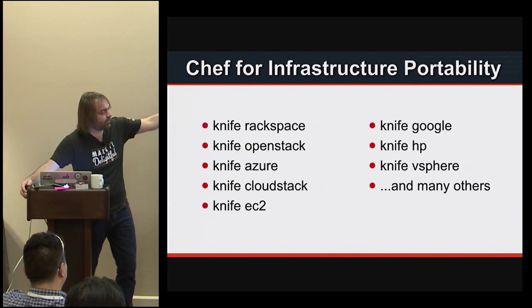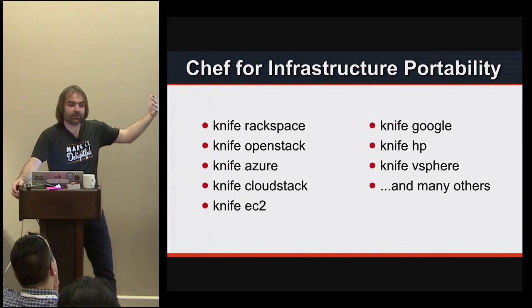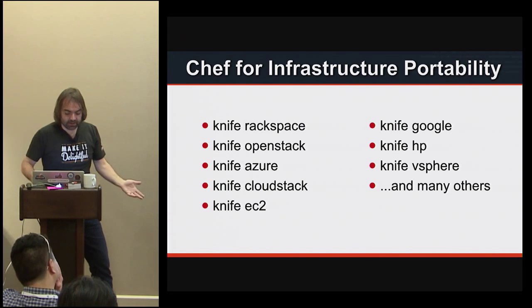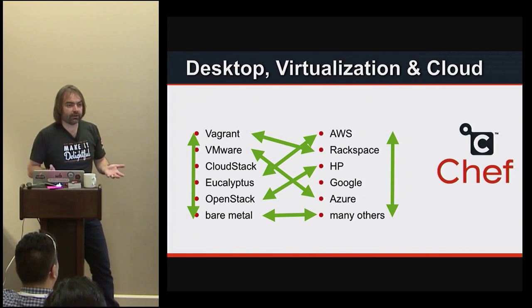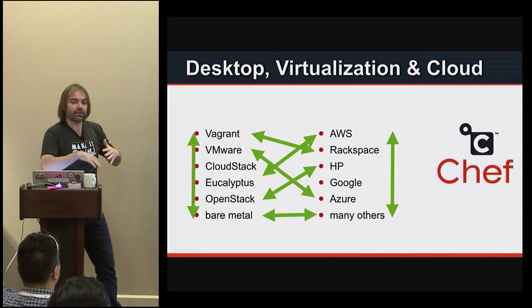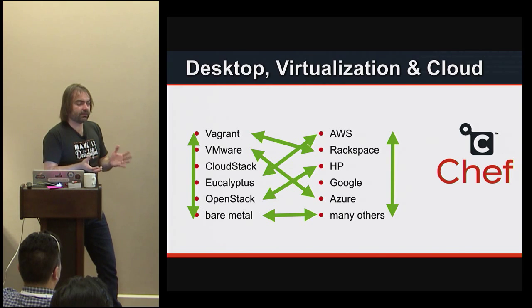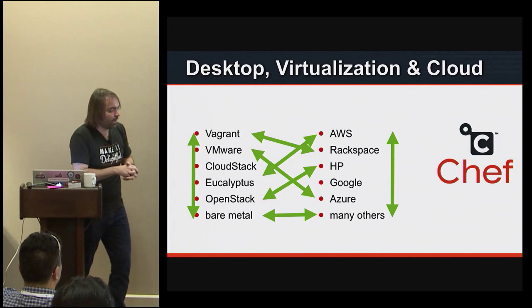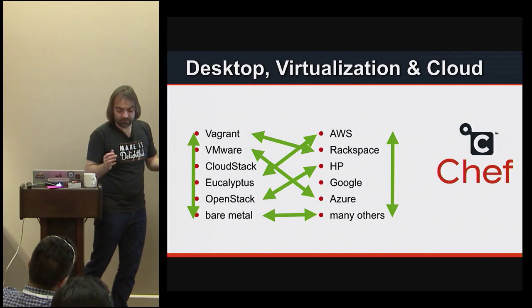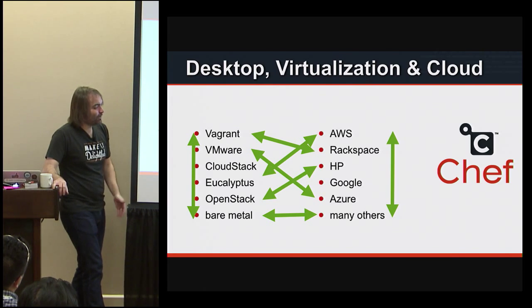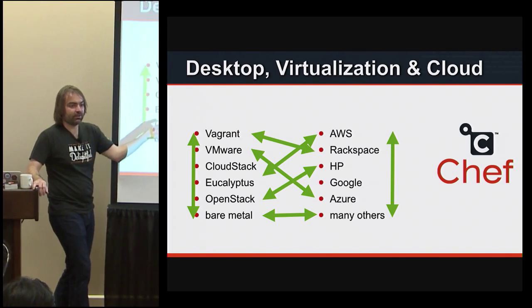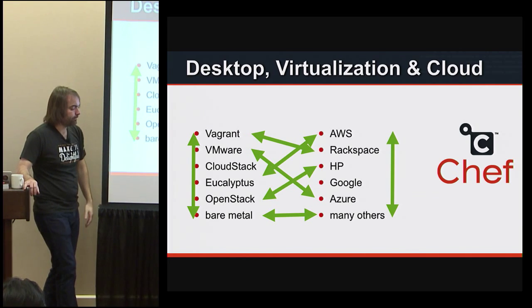But there's lots of different plugins that allow you to interact with different cloud providers. And the nice thing is you can really move between all of these different providers when your infrastructure code is defined in something like Chef. Because now all of those changes and everything that's different is defined in your infrastructure code. And if you have it up in Subversion or some other source control repository system, you can very easily move those configurations between the different environments.